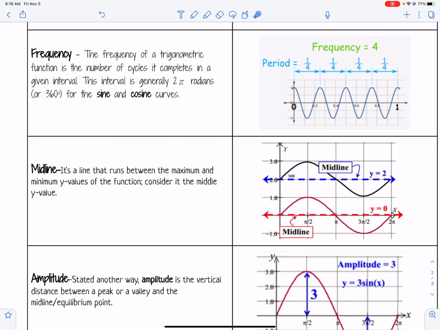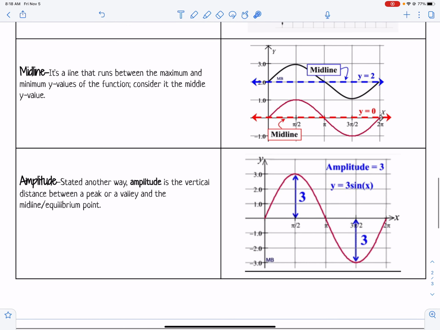Frequency is the number of cycles it completes in a given interval. Sometimes you can have a higher frequency and you can see more than one complete cycle between 0 and 2 pi, for example. That would be considered a higher frequency. Midline sounds like it looks. It's that middle line that goes between the highest point and the lowest point, so it's the exact middle of the curve. And then amplitude, like we already mentioned, is when you go from the middle to the top of your graph or from the middle to the bottom of the graph. And those should be the same no matter which way you look at it.